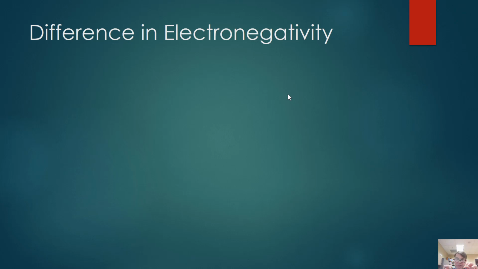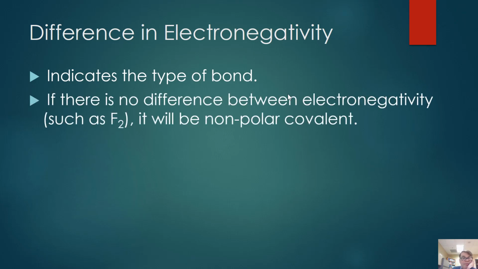Okay, the difference in electronegativity, that is, if you take the electronegativity of one atom and you subtract the electronegativity of the other atom, the difference tells you basically the polarity of the molecule, okay? And it tells you the type of bond. So if there's no difference between the electronegativity, let's take F2, fluorine 2. Fluorine is F, isn't it? I'm sorry, I'm spacing out. It's F. Scratch that. F2, fluorine 2.